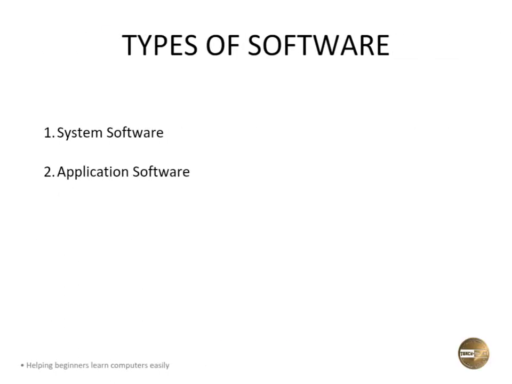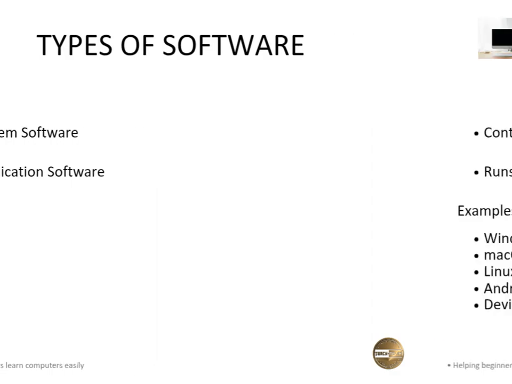There are mainly two types of software. One is system software, another one is application software. Both are important and they work together.